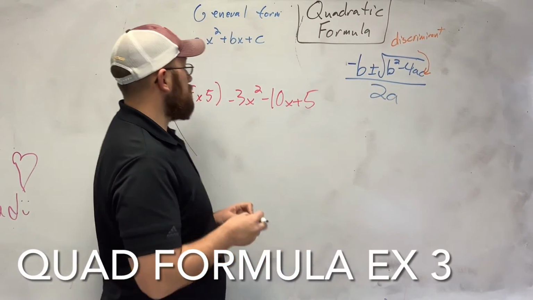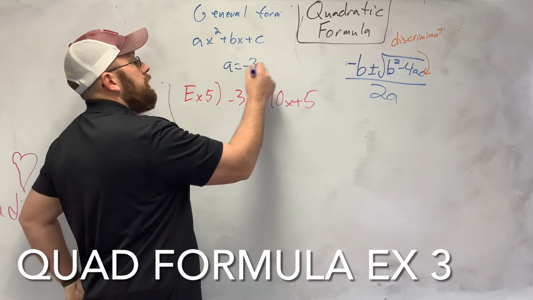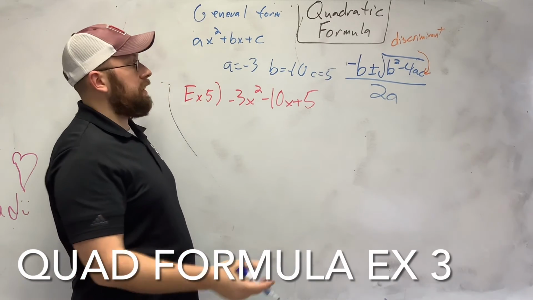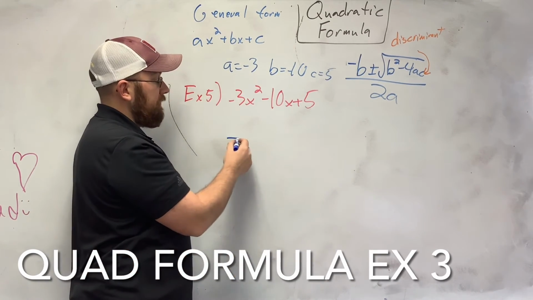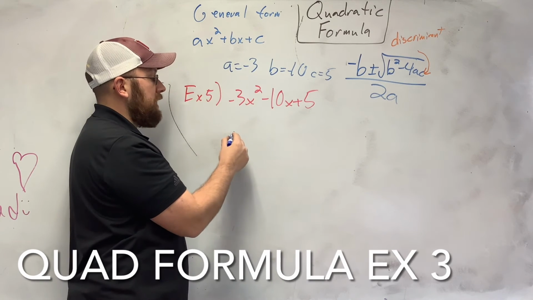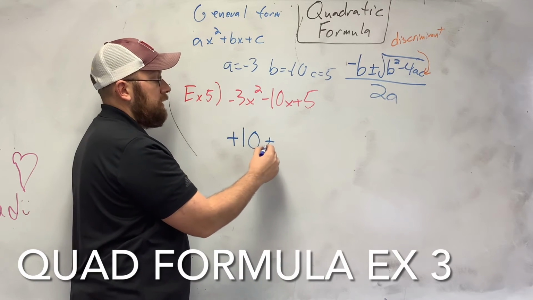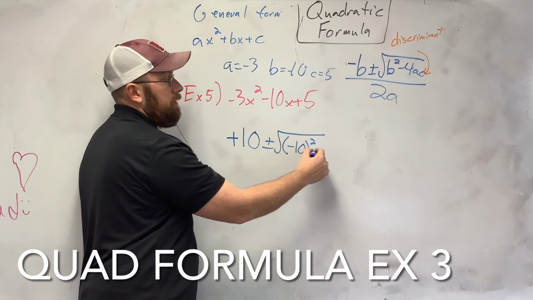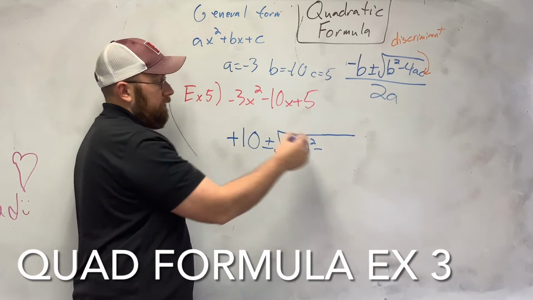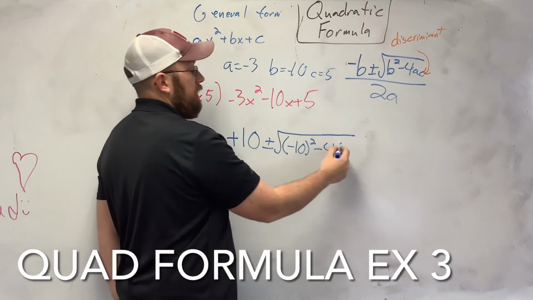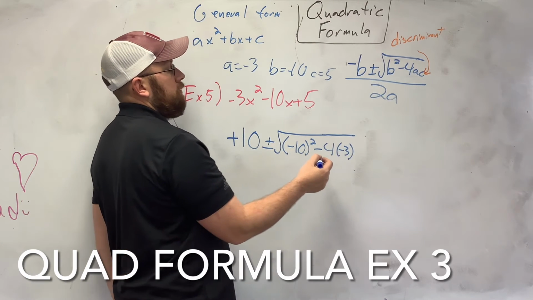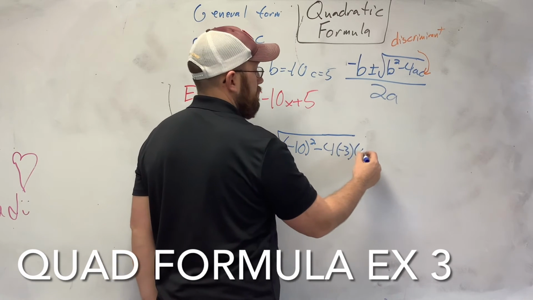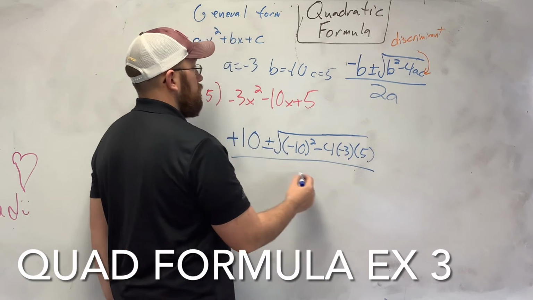Alrighty, let's do our next one. A is -3, B is -10, C is 5. Just plug everything in. So B, negative, but then I'm putting in -10, so that becomes positive. Plus and minus the square root of -10 squared minus 4 times -3 times 5 over 2 times -3.